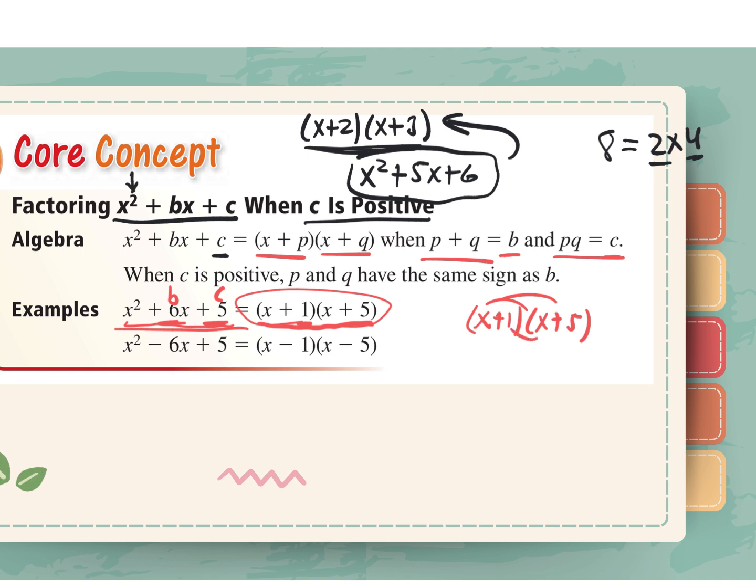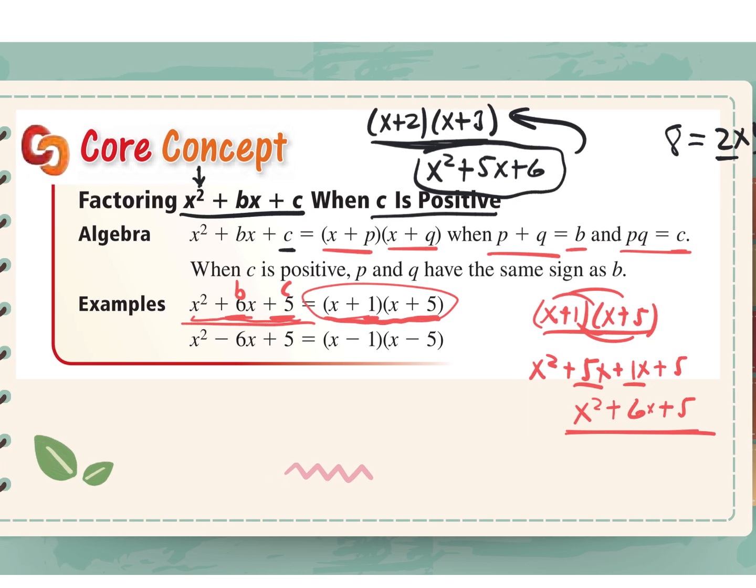And when you do that, if I did x times 5, 1 times x, and 1 times 5, and I combine my like terms, I do in fact get x squared plus 6x plus 5. All right, so that's one way to check, right? And that's what it means to factor it, right? These are our factors, right? And then this is our product right here.